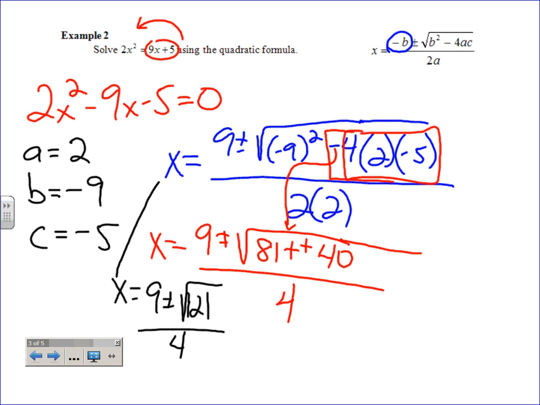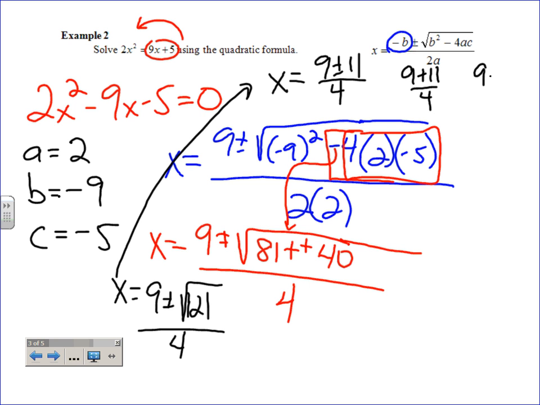Very good. So we're going to work up here. X equals 9 plus or minus 11, all divided by 4. Once again, how many answers are really there? In this case, there are 2. Because you have to take 9 plus 11 divided by 4 and 9 minus 11 and divide by 4. 9 plus 11 is 20 divided by 4 is 5. So x equals 5. Here is 9 minus 11 is -2 over 4 is -1/2.